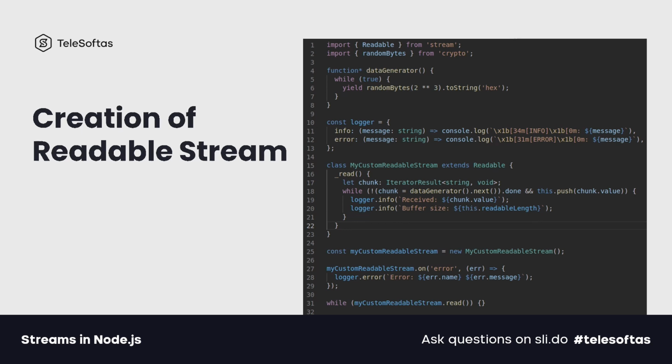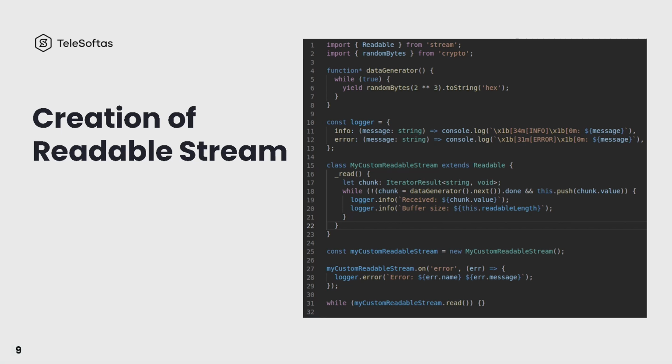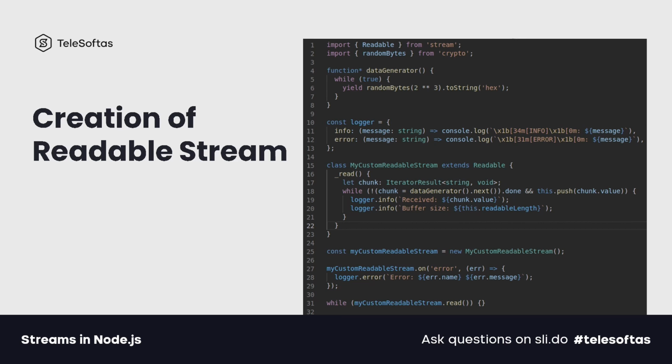Moving forward, there is a function which is called data generation. And data generation function is a generator. As you can see on line number 4, function notation has an asterisk, or in other words, star, which notes that this function is not a simple function, but it's a generator.